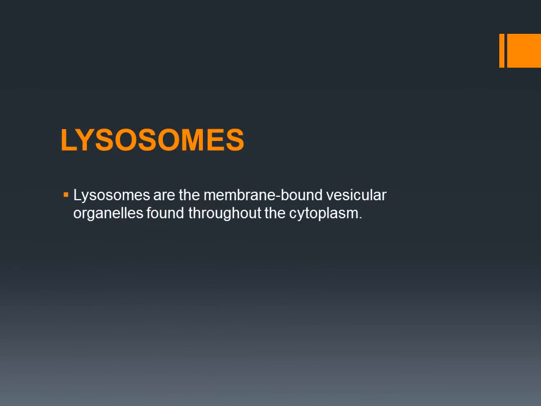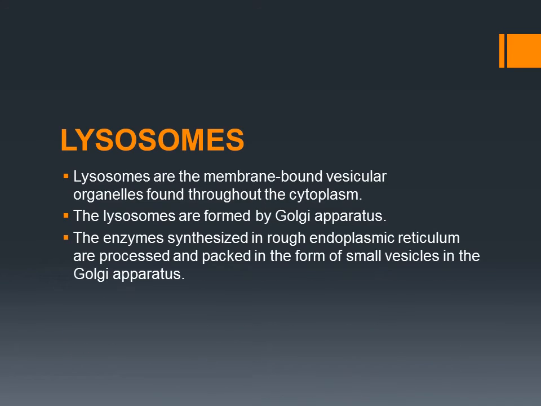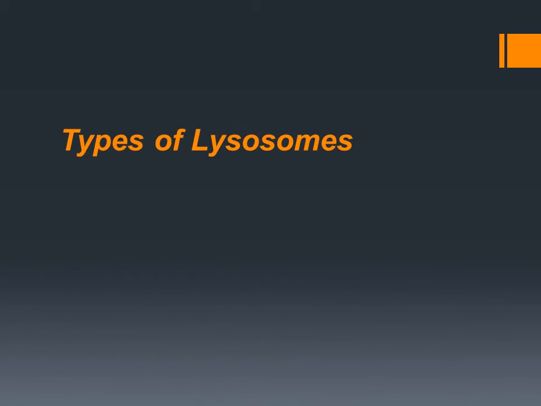Lysosomes. Lysosomes are the membrane-bound vesicular organelles found throughout the cytoplasm. The lysosomes are formed by Golgi apparatus. The enzymes synthesized in rough endoplasmic reticulum are processed and packed in the form of small vesicles in the Golgi apparatus. Types of lysosomes. There are two types of lysosomes.